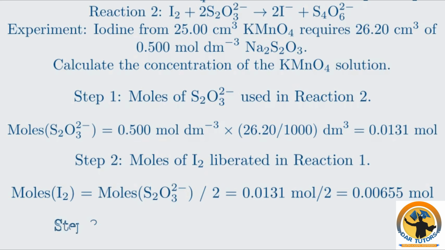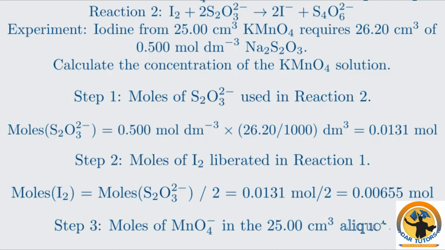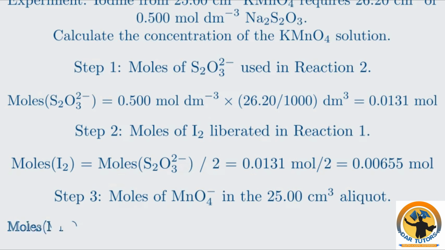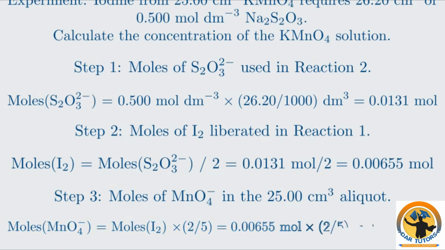Step 3. Calculate the moles of permanganate in the aliquot. We use the stoichiometry of reaction 1. The mole ratio of permanganate to iodine is 2 to 5. The moles of permanganate is 2 over 5 times the moles of iodine. So, 0.00655 times 2 over 5 gives us 0.00262 moles of permanganate in the 25.00 cm3 aliquot.